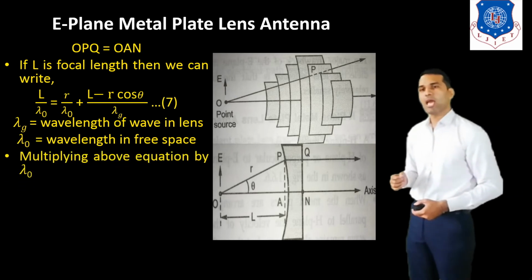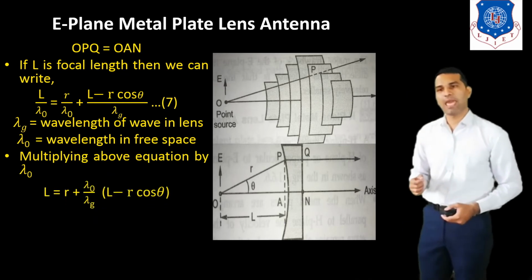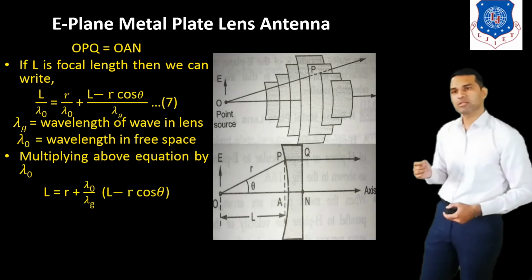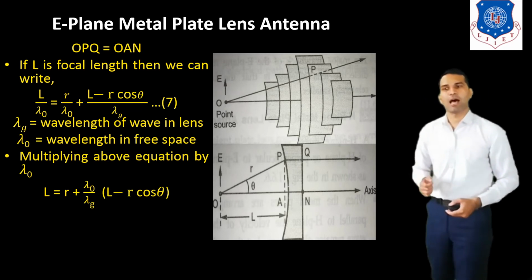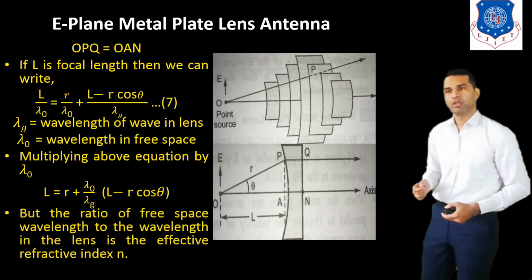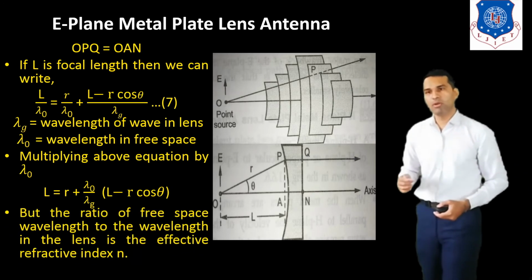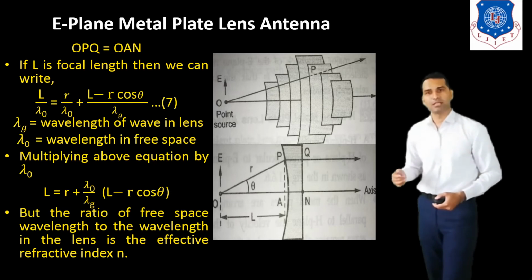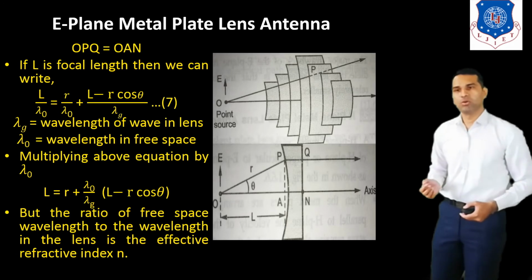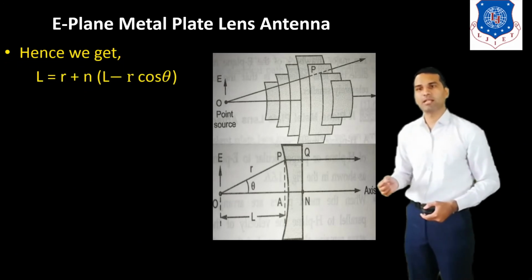Now we multiply the above equation by lambda 0. So we can write L equals R plus lambda 0 upon lambda g into (L minus R cos theta). But the ratio of the free space wavelength to the wavelength in the lens is the effective refractive index. It's nothing but n. So instead of lambda 0 upon lambda g, we can write n.